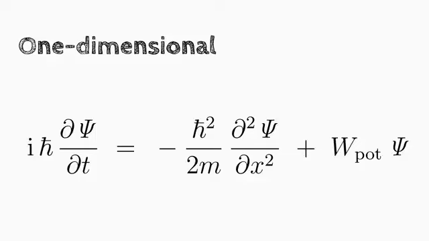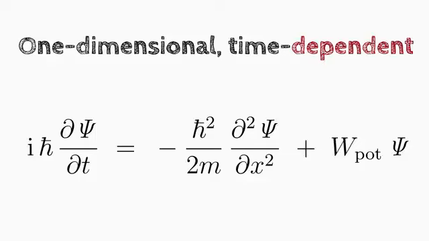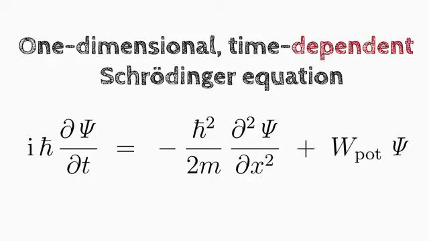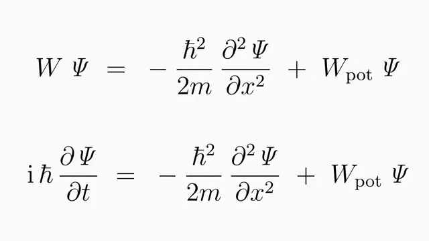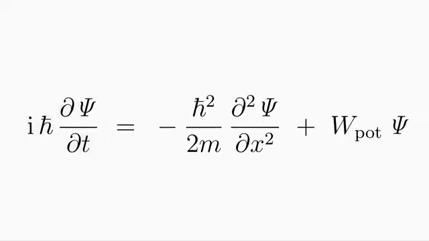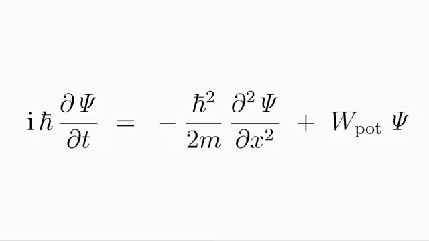This is the one-dimensional, time-dependent Schrödinger equation. It has a similar form as the time-independent Schrödinger equation, with the only difference that the term for the total energy has changed. Analogous to the one-dimensional time-independent equation, the time-dependent Schrödinger equation can be extended to 3 dimensions. Just replace the second spatial derivative with the Laplace operator nabla squared, and you're done.